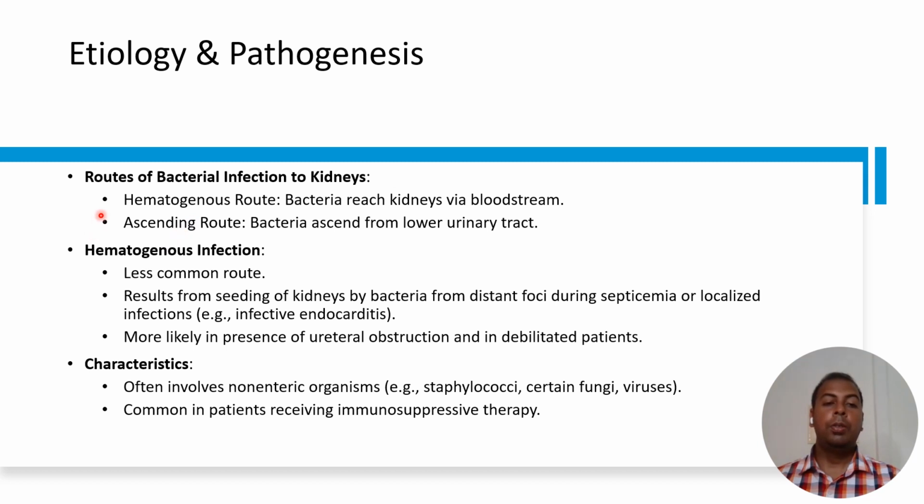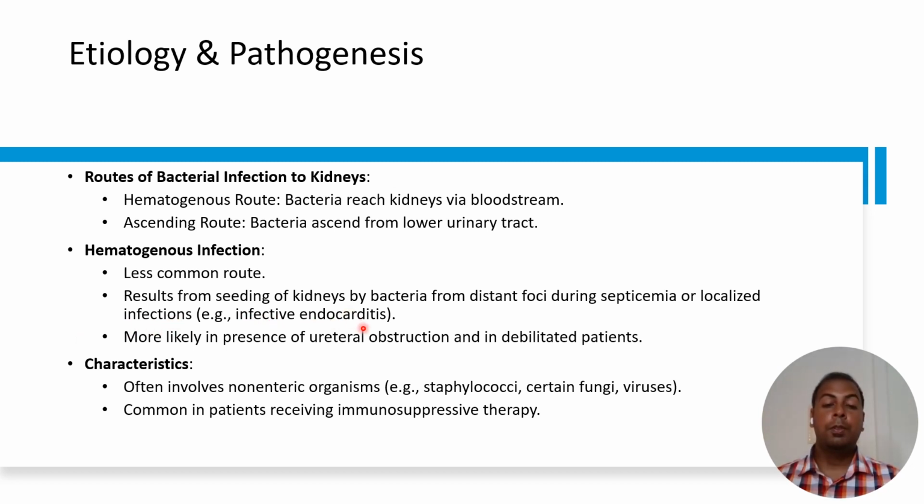All right, so the routes of bacterial infection to the kidney could occur in one of two ways, either the hematogenous route, which is a less common route, and the bacteria would reach the kidney via the bloodstream. And then we have the ascending route, which is more common. Bacteria would ascend from the lower urinary tract up to the kidney. The hematogenous route results from seeding of the kidneys by bacteria from a distant focus, either during septicemia or if the patient has localized infections such as infective endocarditis.